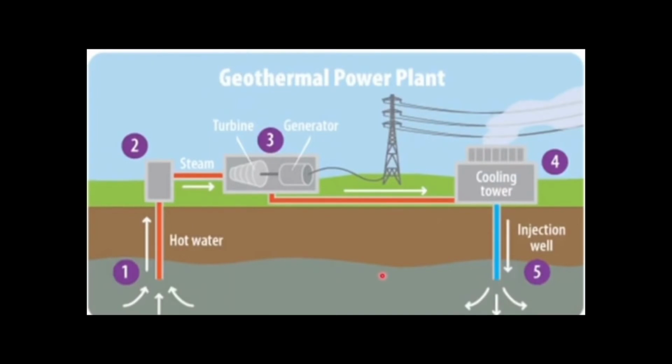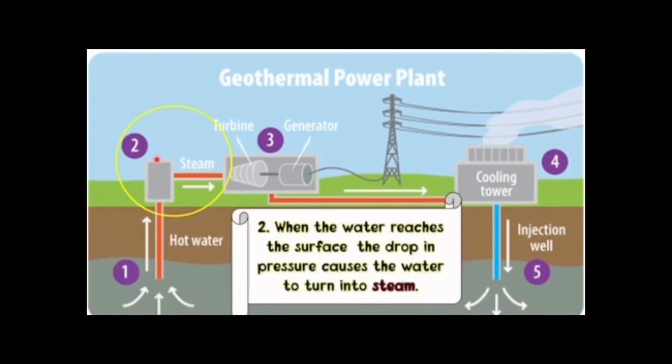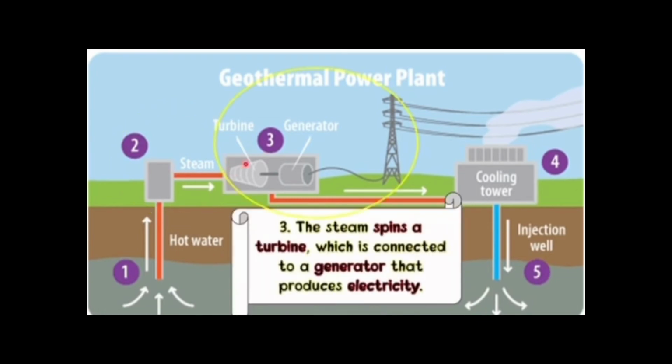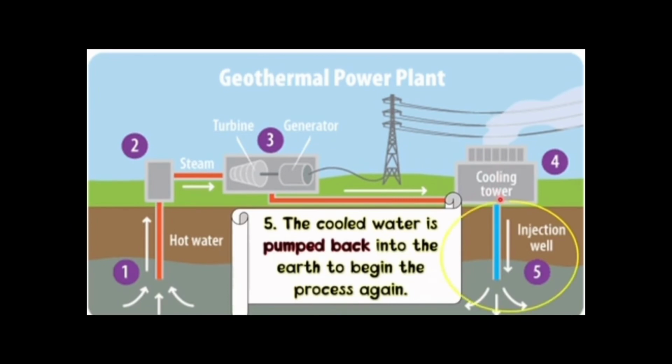Let us summarize the steps on how to generate electricity on a geothermal power plant. First, wells are drilled deep into the earth to pump steam or hot water to the surface. Second, when the water reaches the surface, the drop in pressure causes the water to turn into steam. Third, the steam spins a turbine, which is connected to a generator that produces electricity. Fourth, cooling tower cools the steam, which condenses back to water. Lastly, the cooled water is pumped back into the earth to begin the process again.